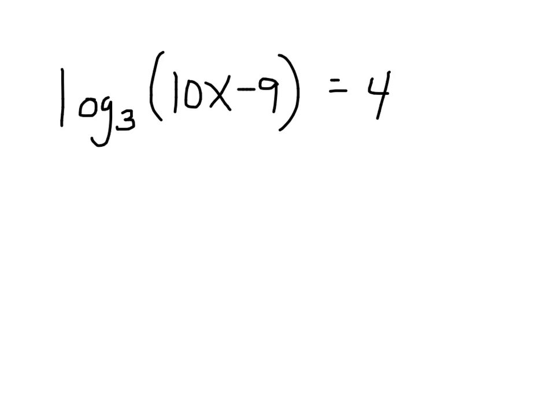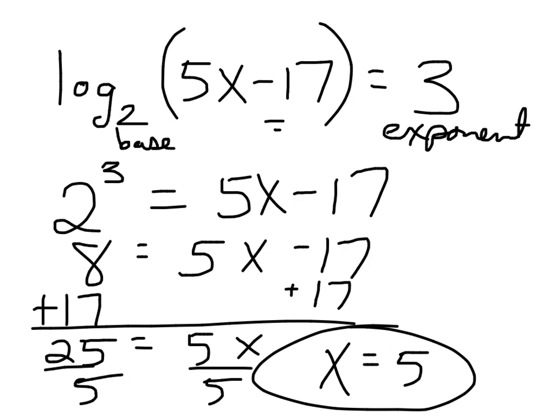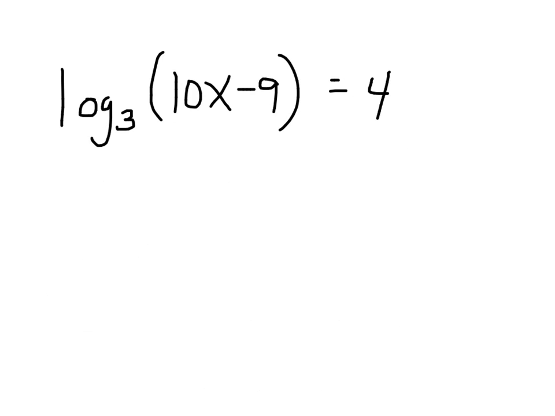Log base 3, 10x minus 9 equals 4. Okay, hold on. Got it? Awesome. Okay, so does it have log on both sides? No. So once it doesn't have log on both sides, I want you to rewrite it as an exponential.